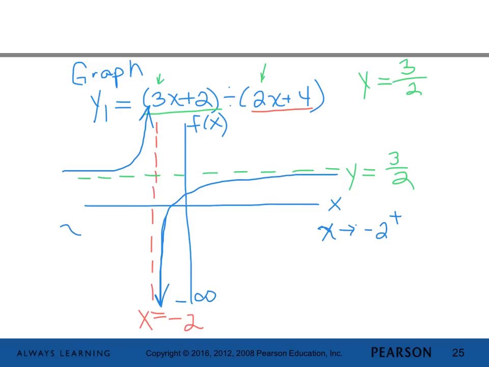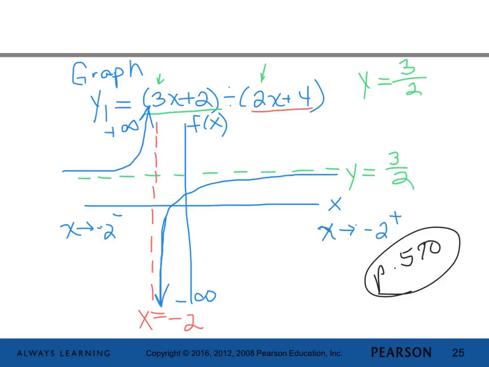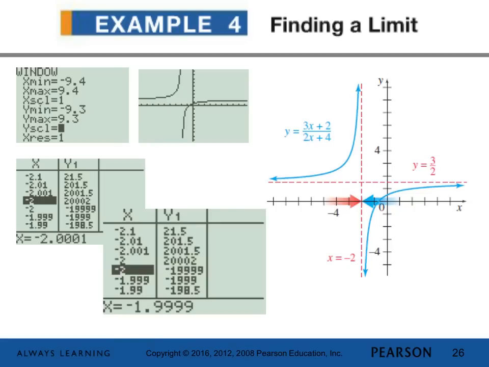But when x approaches -2 from the left side, then it actually approaches positive infinity. And you can see a graph of this on page 570 in your textbook. A much better graph than the one that I just sketched. And that graph in your textbook looks like this one.